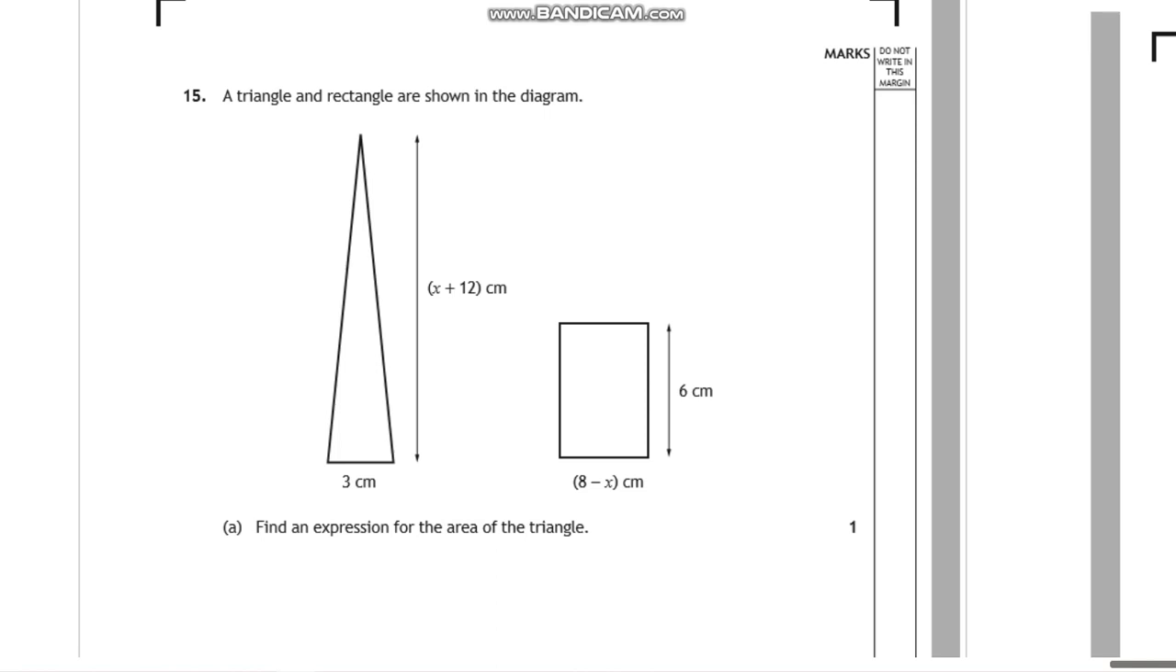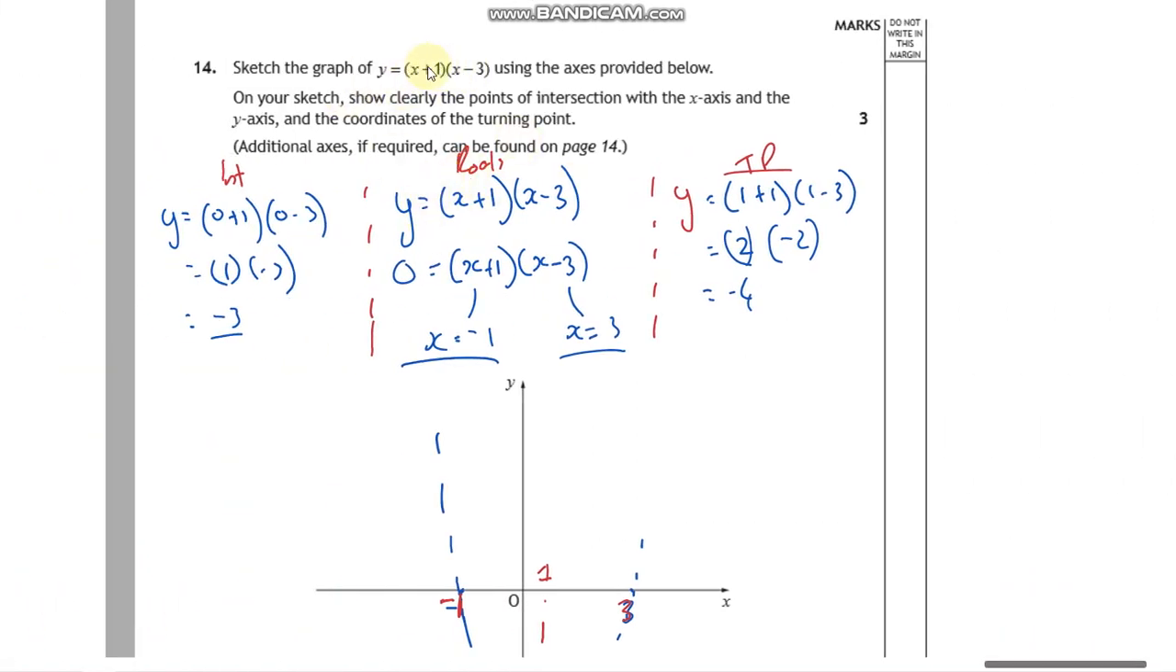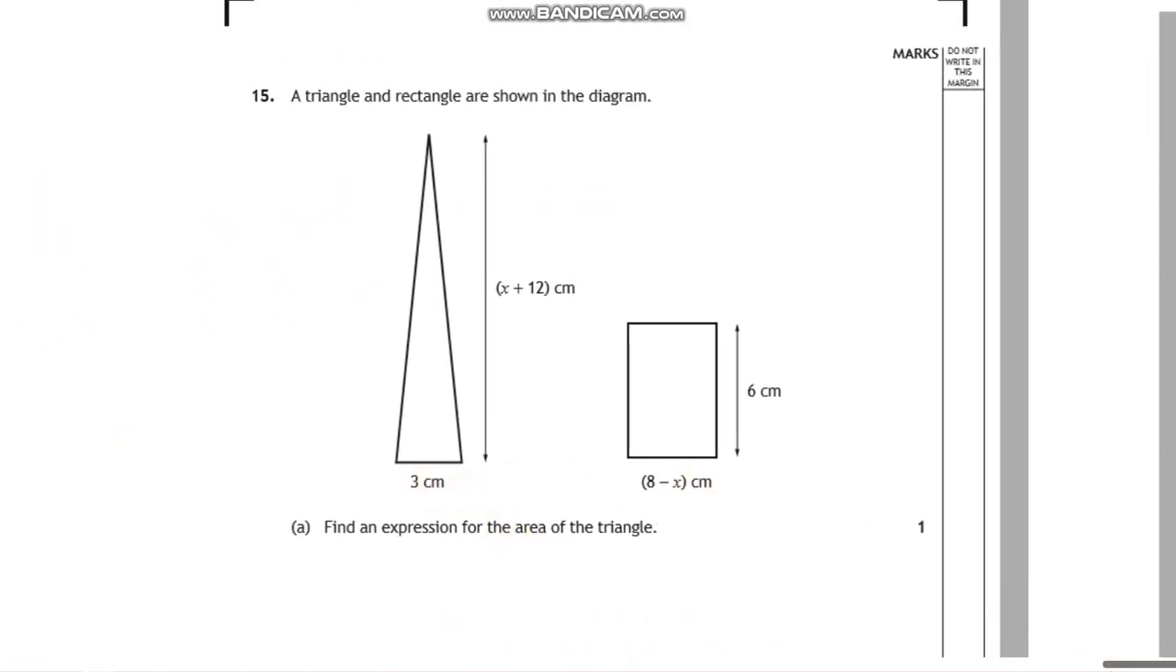Okay, last question. Very similar to the last question on the last paper we did. You're looking at quadratics. You're trying to solve, which is all about your roots on here. We're looking at factorizing and solving. That's what this is all about. So find an expression for the area of the triangle.